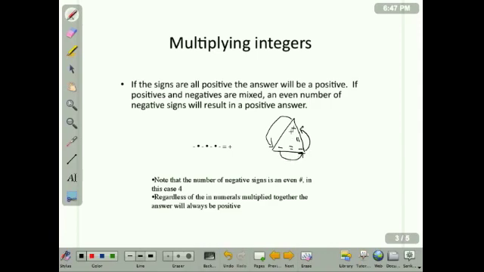And if you're multiplying four different numbers, a negative times a negative times a negative times a negative, negative times a negative is a positive. A positive then times a negative would get me a negative. And finally, a negative times a negative would get me a positive.